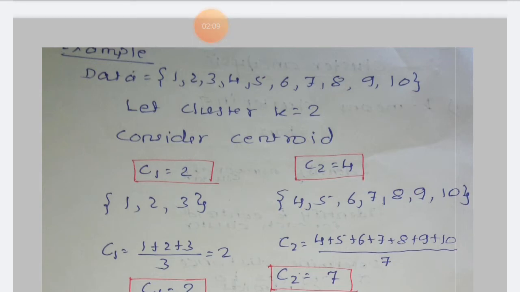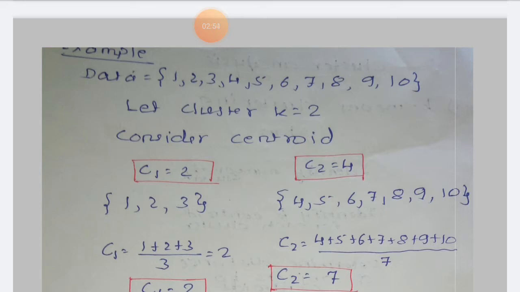For the example on K-means clustering, I have taken 10 data points here: 1, 2, 3, 4, 5, 6, 7, 8, 9 and 10, and I want two clusters, so I have taken k equal to 2. Now you can consider any two centroids. I consider here C1 equal to 2 and C2 equal to 4 from my data points. Now you have to find out the two cluster data. Now let us check with the given data set.